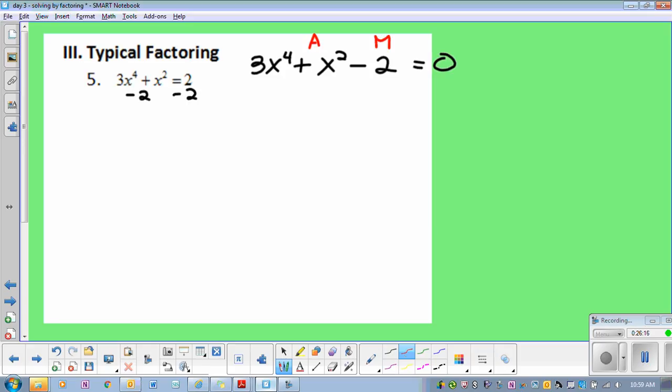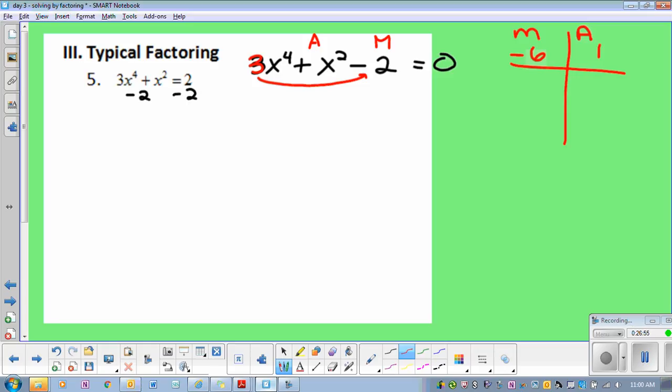Okay. Since there's no GCF and I have this number 3 in front, I have to slide it over, right? Just swing it over and multiply to get my new m. Remember that? So what is 3 times negative 2? Negative 6. That's my new m number. What is my a number? 1. Good. Positive 1.